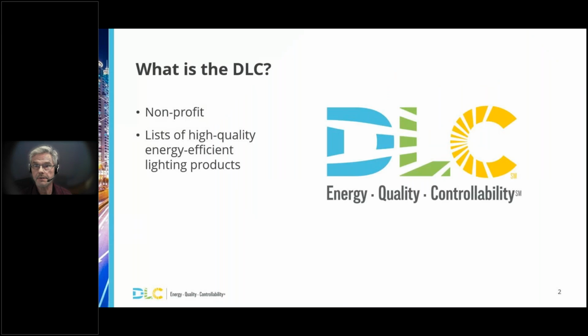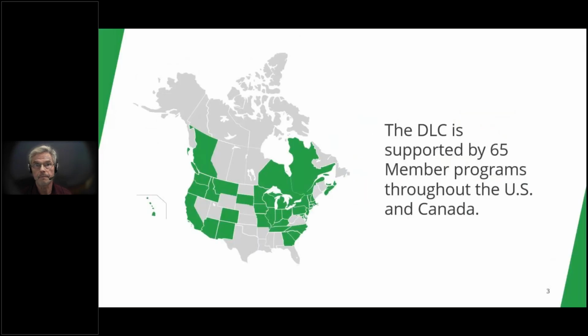And the DLC, as you probably know, is a nonprofit that keeps lists of high quality, energy efficient lighting products for non-residential buildings. And we do this in collaboration with utility energy efficiency programs, lighting manufacturers, and other stakeholders. Since 2016, I've helped manage our list of network lighting control systems that are eligible for energy efficiency rebates and incentives across many parts of the US and Canada. NEEA is a member of the DLC, and so all energy efficiency programs in the Pacific Northwest are members of the DLC through their membership with NEEA.